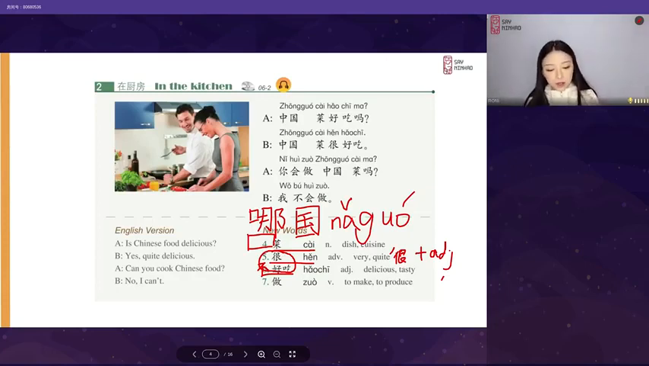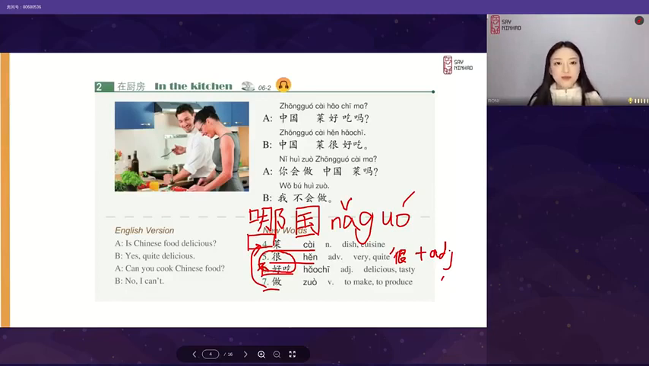So now let's move on to next word, which is 做. The initial is z and the final is uo, and the tone is the fourth tone. Read after me, please. 做, 做, 做. It means to make, to produce. So cook is 做菜. It actually is make dishes, make cuisines. So 做菜 is cook. So cook Chinese dish is 做中国菜 and cook American dish 做美国菜.